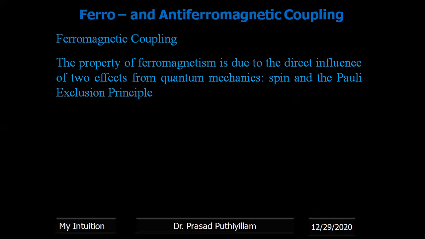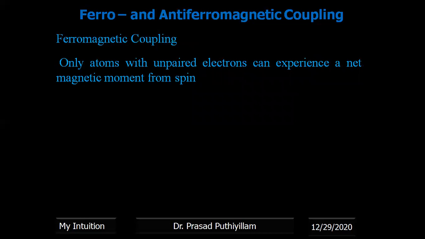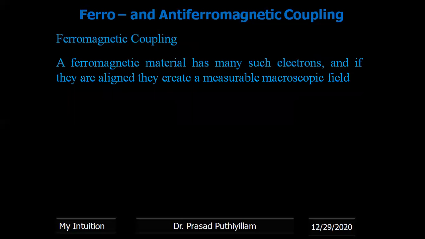Ferromagnetic coupling: the property of ferromagnetism is due to the direct influence of two effects from quantum mechanics, namely the spin effect as well as Pauli's exclusion principle. In many materials, the electrons come in pairs of opposite spin, which cancel one another's dipole moment, and only atoms with unpaired electrons can experience a net magnetic moment from the spin. A ferromagnetic material has many such electrons, and if they are aligned, they create a measurable macroscopic field.